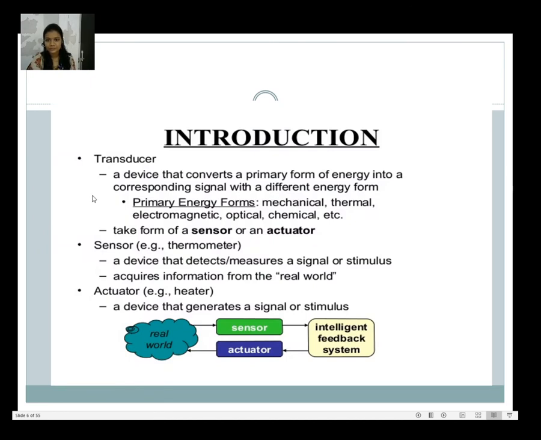Now, as we see, the transducer is a device to convert one form of energy into another form. So what are the primary energy forms? Mechanical energy, thermal energy, electromagnetic energy, then chemical and optical energy. This is nothing but the example of transducer primary energy.